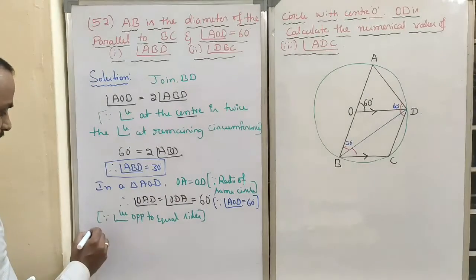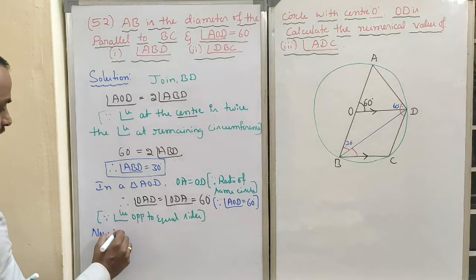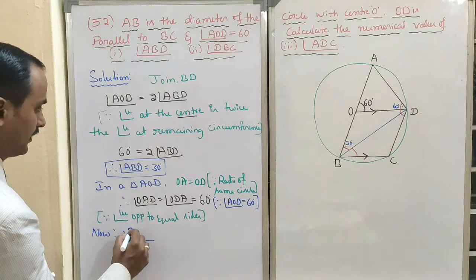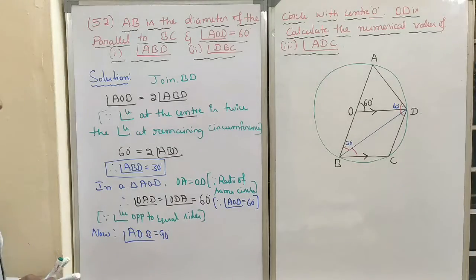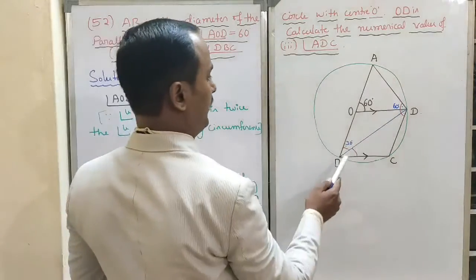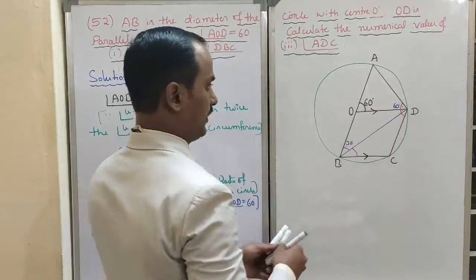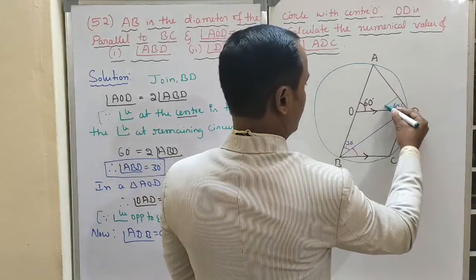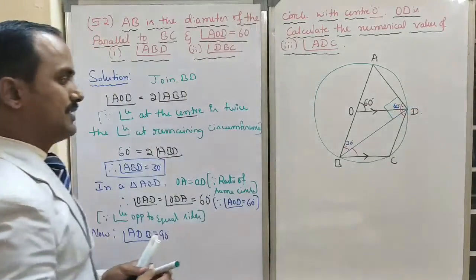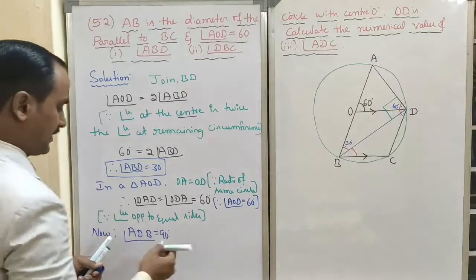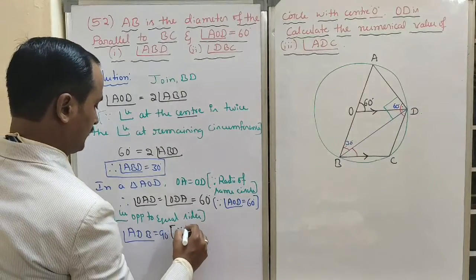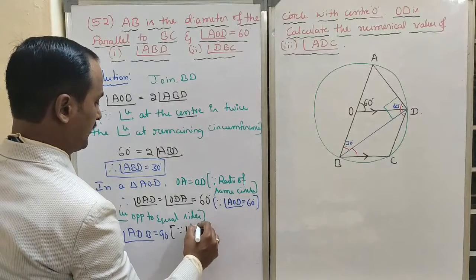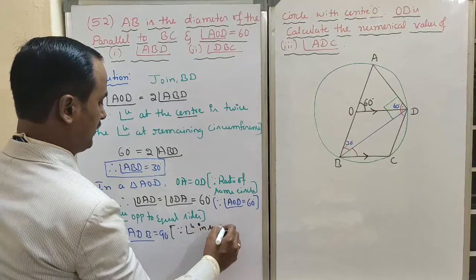One more point. Angle ADB is equal to 90 degrees. ADB 90 degrees. This angle I will show. Look here. ADB, how? Angle in a semicircle. That reason I will write here: angle in a semicircle.